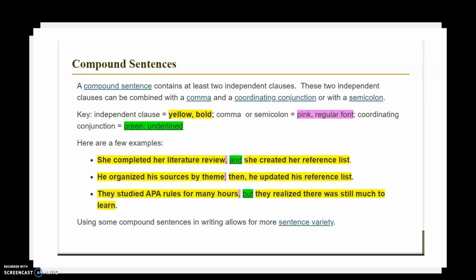And you'll notice in the middle one that you have a very similar situation, but instead of the comma and the coordinating conjunction, you just have a semicolon. He organized his sources by theme, semicolon, then he updated his reference list. I would say be careful using semicolons because they have to be closely related ideas for it to work. I would not use them until you've really got your commas mastered.